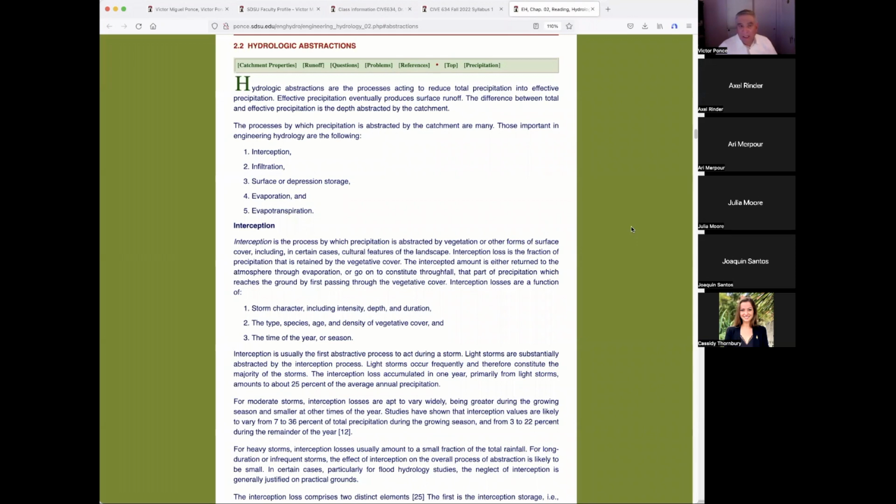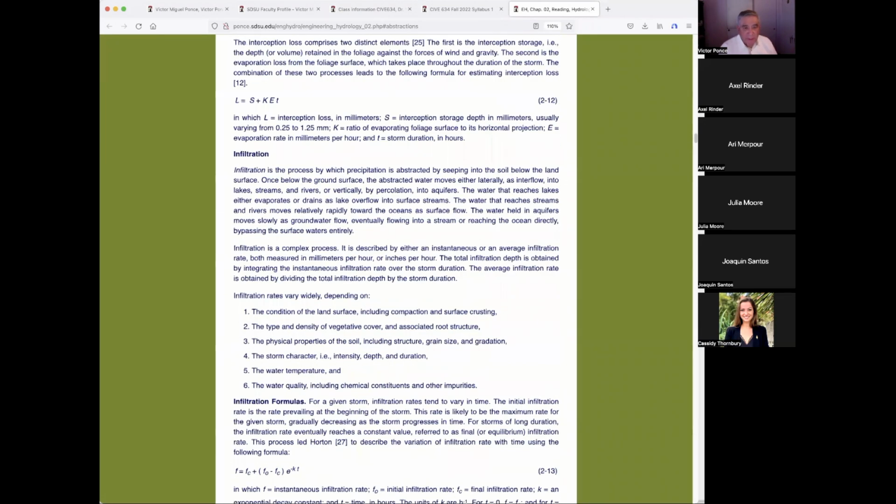So good afternoon. This is CIVE 634, Surface Water Hydrology, and this is the second class of the second week. The subject today is going to be evaporation and evapotranspiration. Hopefully we'll get to evapotranspiration. Can you see the green page? Yes. Okay, so we're ready to work then.